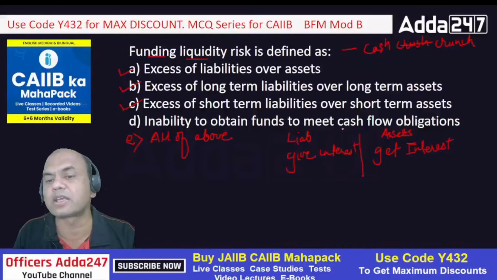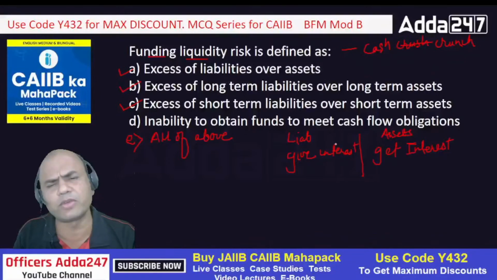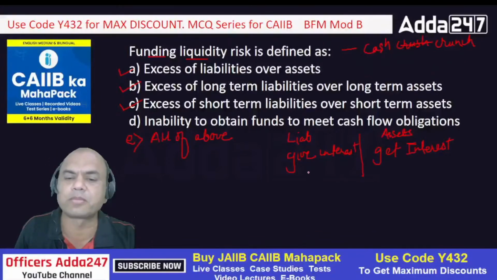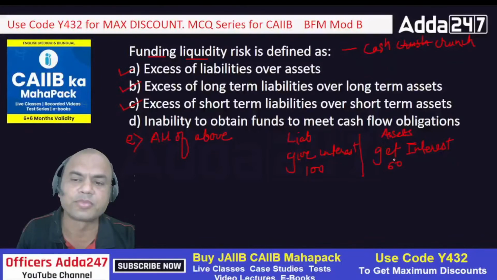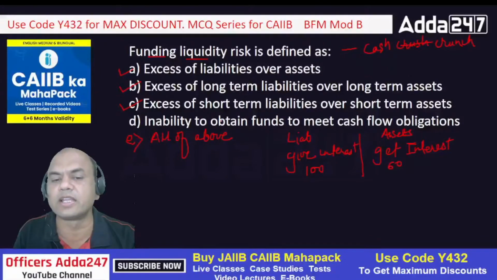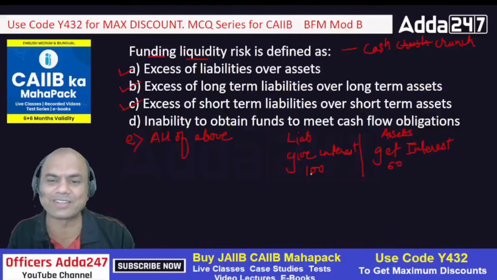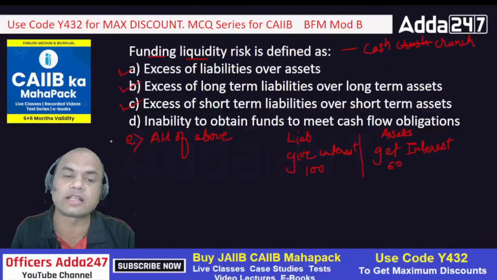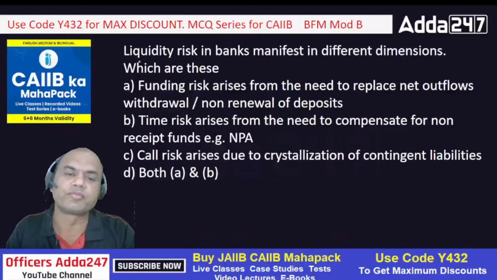Inability to obtain funds to meet the cash flow obligations means if I can't get funds to meet my cash flow obligation. When will this happen? This will happen if I am giving 100 rupees over here and I am getting only 60 rupees or 70 rupees over here. Then I'll definitely face the cash crunch, isn't it? I can't give the funds to these guys, right? So there I'll be facing the problem. Got it? Everyone clear? So what is the answer now? Correct answer is E. It's not A, not B, not C, not D, only E, because all of them are correct. Got it? Move on.